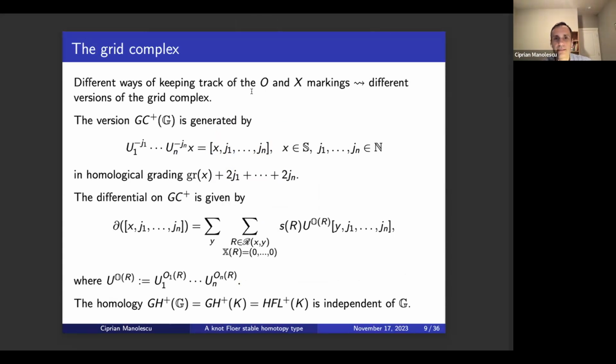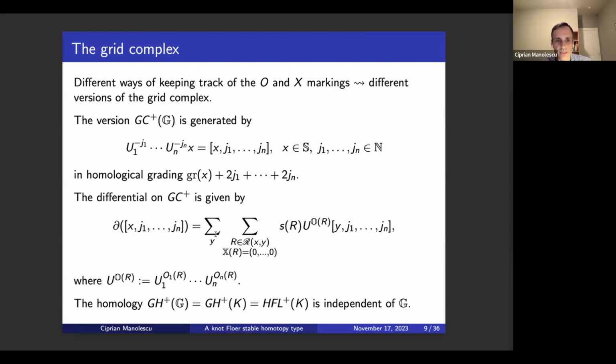And okay, now, we didn't say anything about the markings, the O's and the X's. These give you different versions. Let's just explain one of them. So you make a complex GC plus associated to the grid. It's generated by the states, by the n factorial possibilities of those n tuples on the points. And then you have to add a bunch of numbers, J1 to Jn. And the differential is given by counting these rectangles.